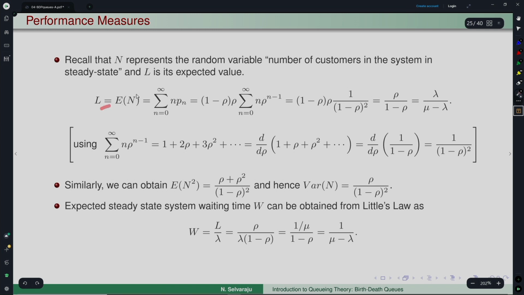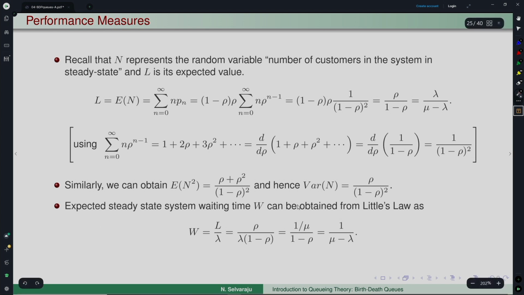Now, similarly, instead of the mean, I can also obtain the variance, for which first you need to obtain the expectation of n square. Essentially you do a similar simplification of that expression, and finally you will arrive at this particular quantity. Because the expectation of n square is this, the variance of n would be this minus this square, right. So, that will give you the variance.